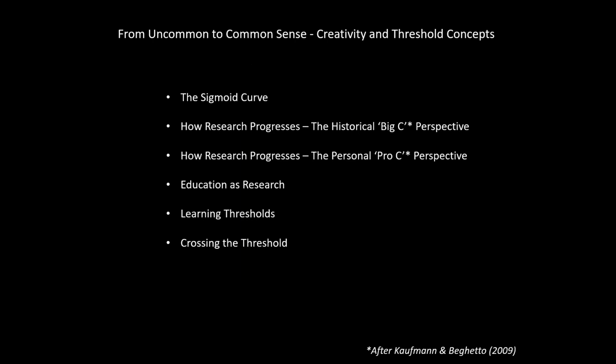The presentation is structured in this way. I'm going to first introduce the sigmoid curve, or the S-curve, which may be familiar to most people. I'm using this because it's a very useful way to visualize the rest of my presentation, which concerns looking at how research progresses from two different creative perspectives, those identified by Kaufman and Beghetto. The first is the big C perspective, historical creativity, and the second is personal, pro-C creativity.